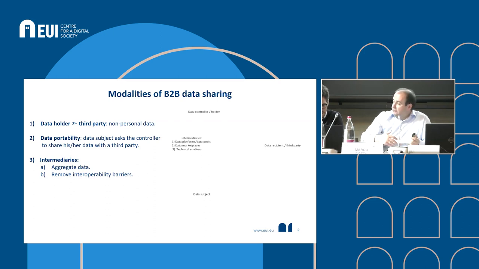So we can have a situation where the data holder gives access to the non-personal data to a third party. We can have data portability, which was the subject of the previous panel, where it's the data subject who asks the data controller to give access to the data to a third party. And then in between, we have intermediaries which perform different functions and connect different parties together.